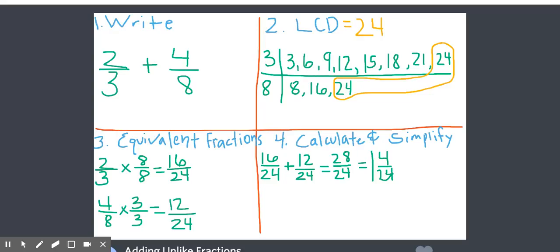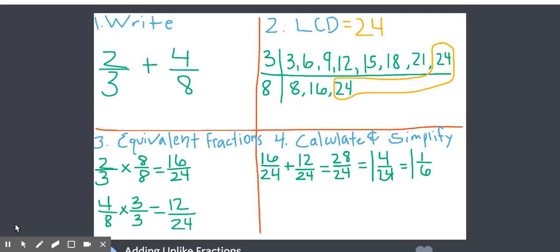And I know that because 4 over 24 are both even numbers. So I bring over that whole. 4 divided by 4 is 1. And 4 can go into 24 6 times. So my answer is 1 and 1/6.